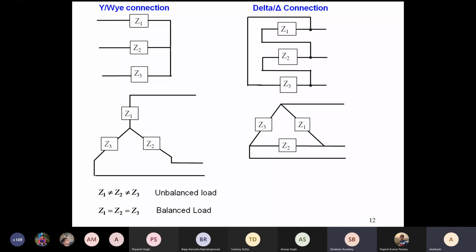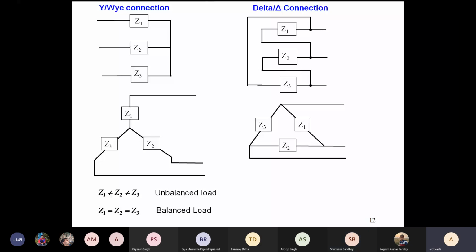Where is the generator here? I have just kept three impedances. Only impedance. Have I kept any generator here? Is there any voltage thing I have shown here? No, sir. So this is just keeping impedances.